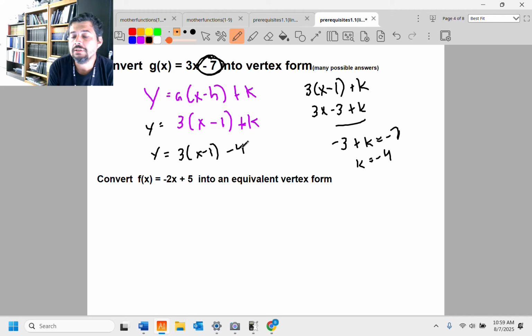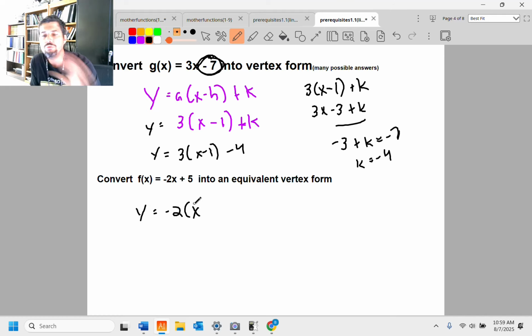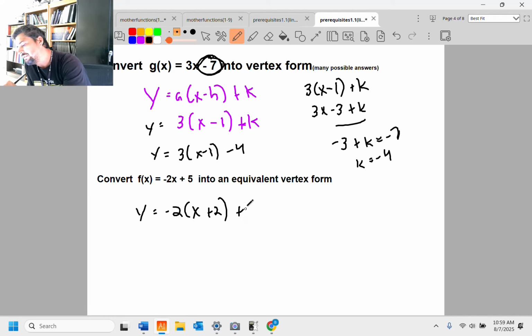Anywho, convert -2x plus 5 into an equivalent vertex form. So let's just do like we did the last time. And I'm not really trying to do things here. This time I'm going to do plus 2. I'm just making up a number and seeing what happens. Plus k. Remember, I need it to be a plus 5.